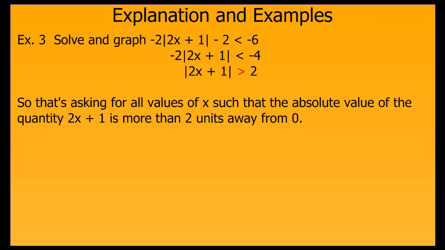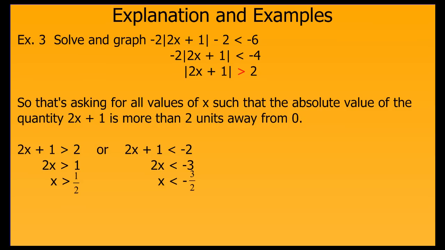So now that's asking for all values of x such that the absolute value of the quantity 2x plus 1 is more than 2 units away from 0. So this is an OR scenario. Either 2x plus 1 is greater than 2 or 2x plus 1 is less than -2. Now we solve each of those inequalities, giving us x is greater than 1/2 or x is less than -3/2.